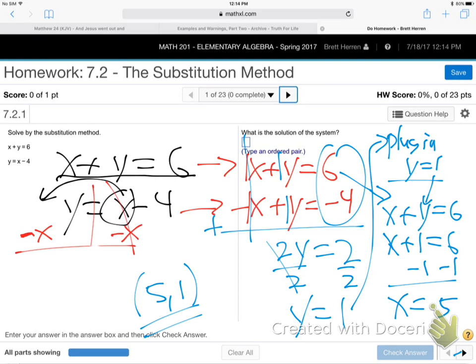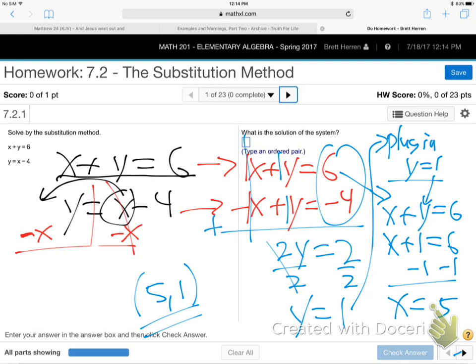We good? So that's hardly new at all. That's why I spent so much time on this 7.3. So this would be easy. You just move the x over, make it negative x, and then just do the regular thing. Add them up, solve for y, plug it in, get x. It's all the same. There's our answer.